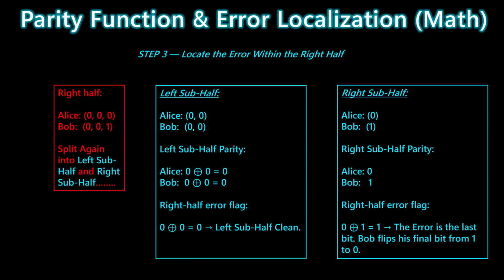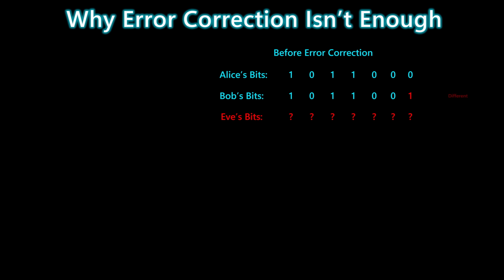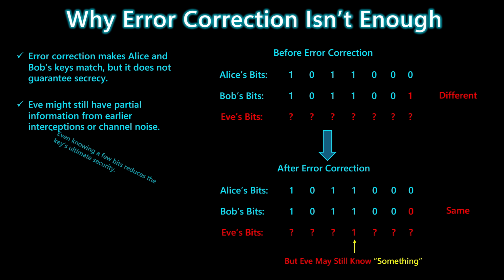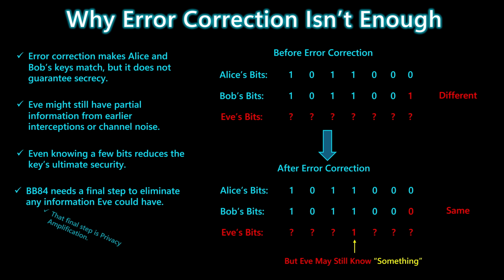and both parties end up with matching keys without ever exposing them to an eavesdropper. At this point, Alice and Bob have successfully corrected all the errors in their key. Their bits now match perfectly, but matching does not automatically mean secure. Even though Bob fixed his mistakes, Eve may still have learned something earlier in the exchange.